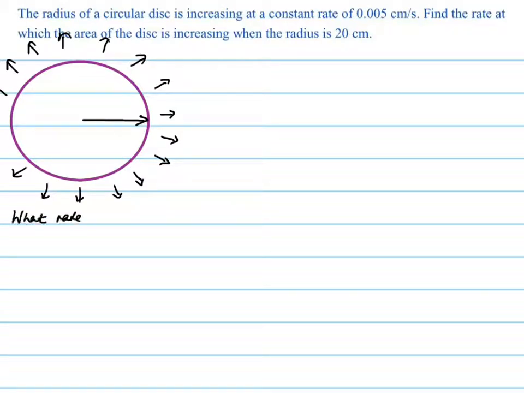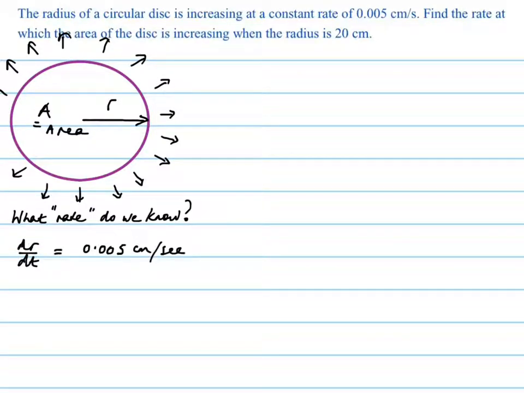Okay, now this is the question. This is the question I want you to get used to asking. What rate do we know? The first of two questions. Well, I think we know the rate at which the radius is increasing, which would be dr/dt, wouldn't it? Yeah, we know all that. That's r and that's A. So dr/dt, yes, it's 0.005 centimetres per second. That's good.